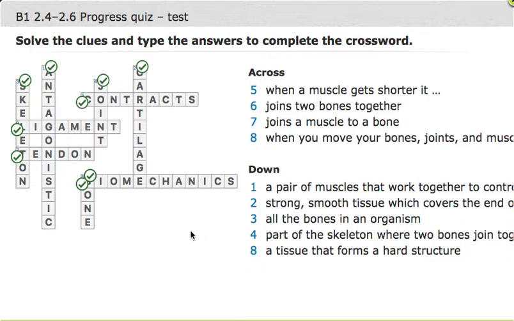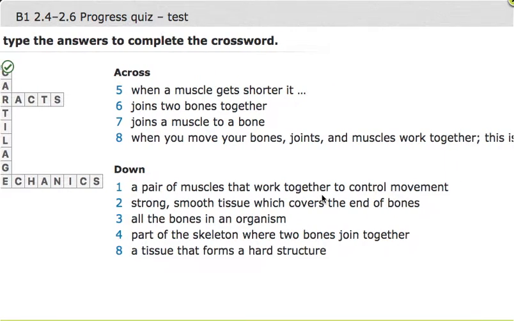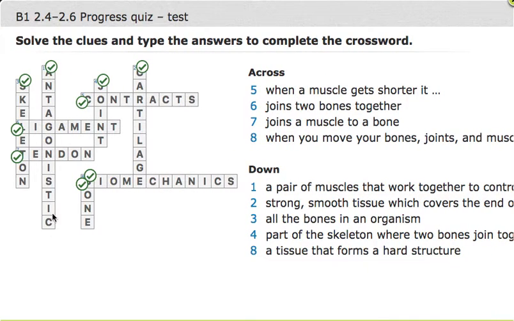Okay, let's look at down. Let's look at number 1. Pairs of muscles working together to control movement: antagonistic, okay? 2 examples. You've got your bicep and your tricep. Bicep shortens, contracts. The tricep lengthens, i.e. relaxes. If one of them does the opposite, the other one does the opposite as well, okay? That's how we can bend our arm.